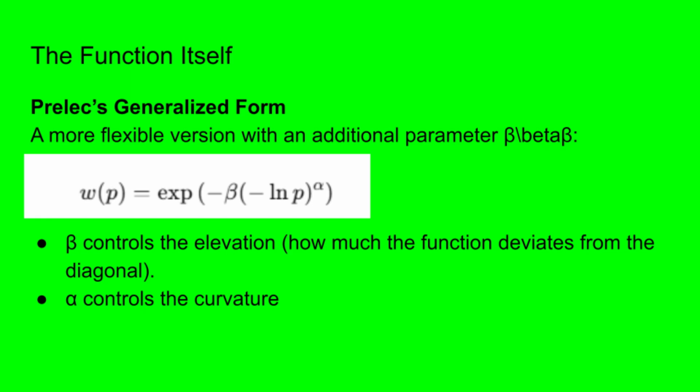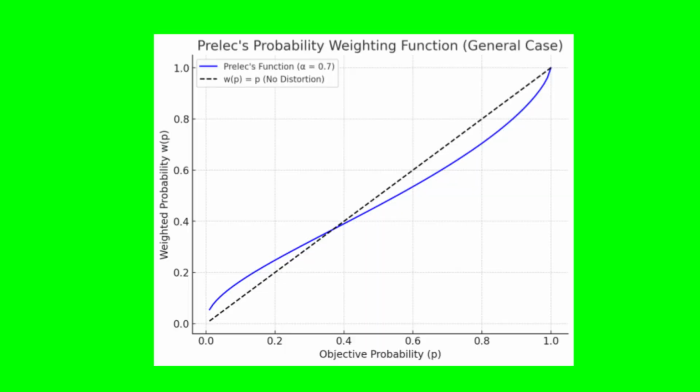Okay, so looking at the Prelec function, it is defined by this formula here, where P is the actual probability, alpha is the distortion parameter, and beta is the scaling parameter. So in essence, we can say that beta controls the elevation, whereas alpha controls the actual curvature of this probability weighting function.